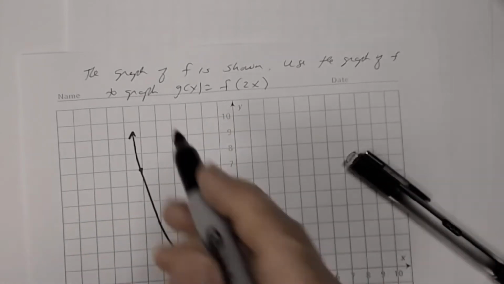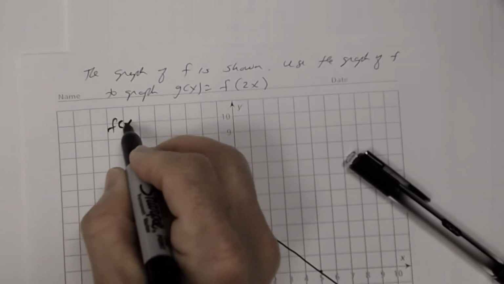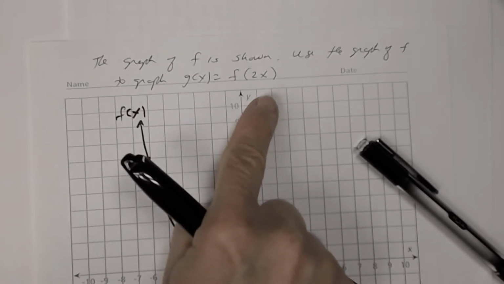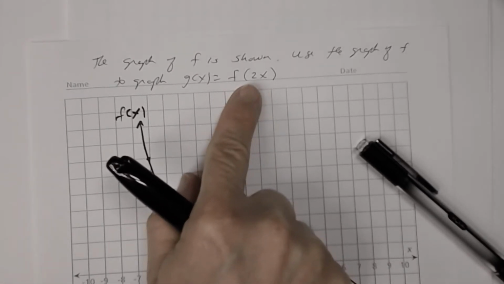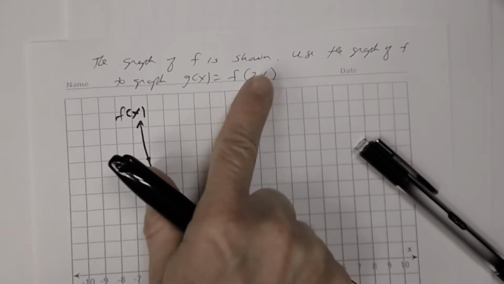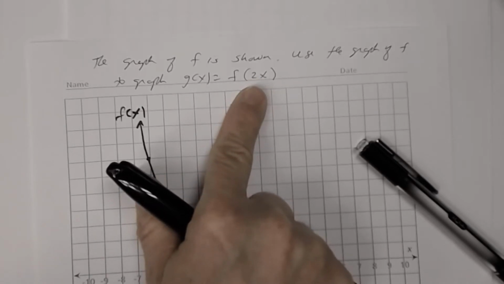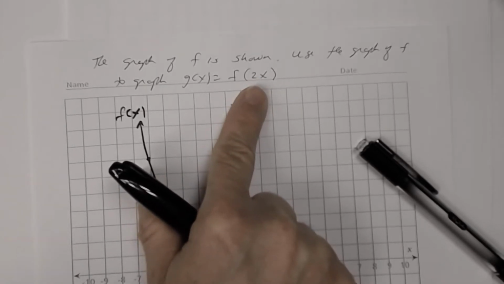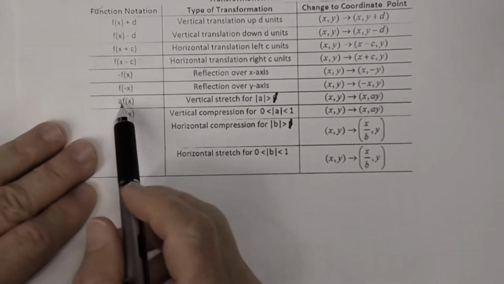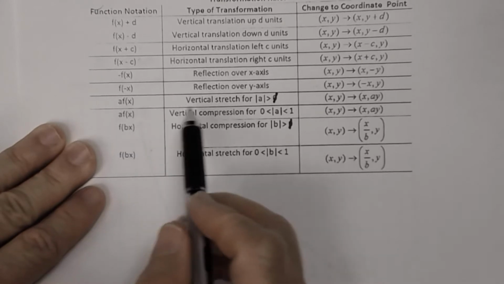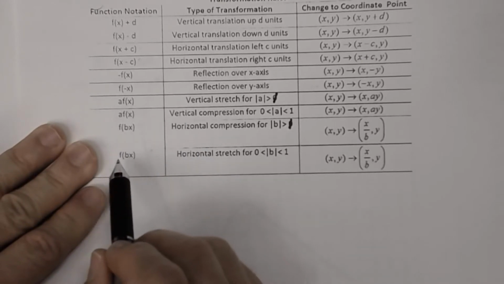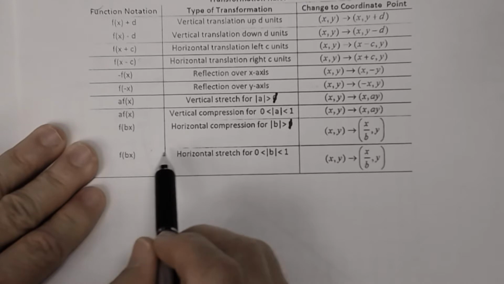All right, so this right here is f of x. So we want to graph g of x, which is f of 2x. But we talked about a vertical stretch or shrink, and we talked about a horizontal stretch and shrink. Which one is this one right here, do you think? Yeah, it is a horizontal one, right? Because remember, if the number's on the outside, that's a vertical stretch or shrink. If the number's on the inside, then that's a horizontal.